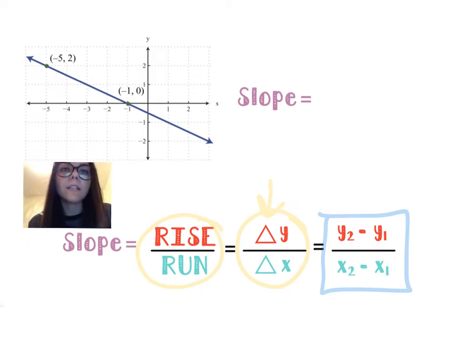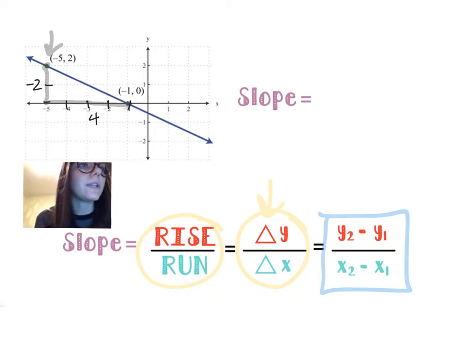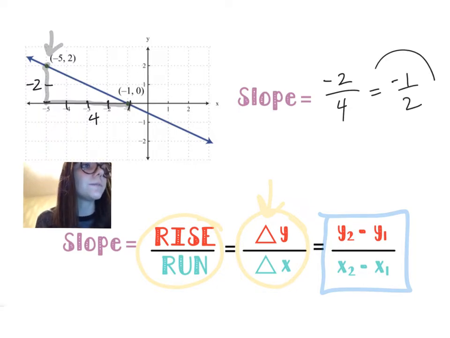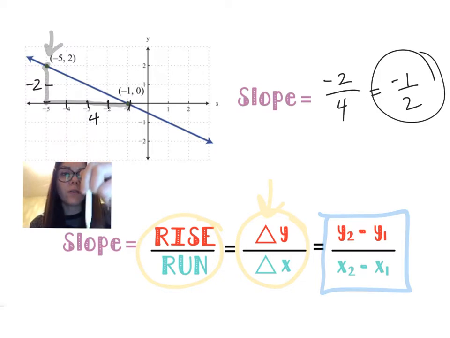From a graph, however, it's actually quite simple. You find 2 points on your line, and you want to find the vertical change and the horizontal change. So if I start at negative 5, 2, I notice that I go down 2 units, down 2 boxes, and then to the right, 1, 2, 3, 4 boxes. And so right now my slope is negative 2 over positive 4, which would reduce to negative 1/2. So obviously down is negative, up is positive, right is positive, left is negative.